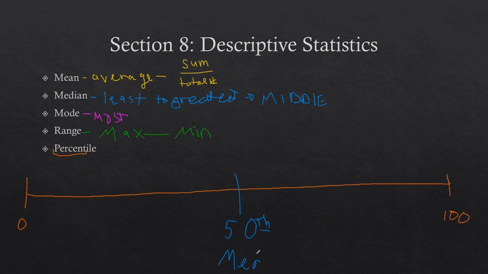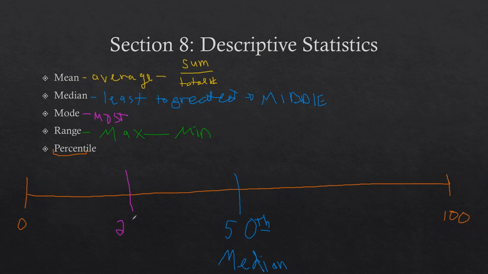And see how I made it blue? That was not on purpose, but it works out nicely. The 50th percentile is also the median because that's going to be right in the middle. Now, if you think through this, if you only look at the front half of the data, so from 0 to 50, if I cut that in half, what's halfway between 0 and 50?